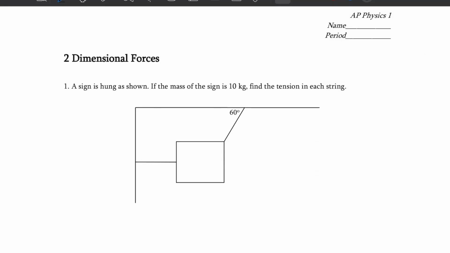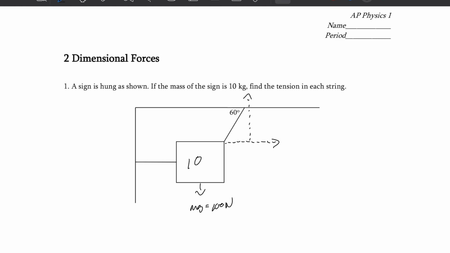Okay, we've got our two-dimensional forces exercise here with a hanging sign. With a hanging sign, we know that it's not accelerating, so we've got balanced forces. All the upward forces equal all the downward forces. All the leftward forces equal all the rightward forces.